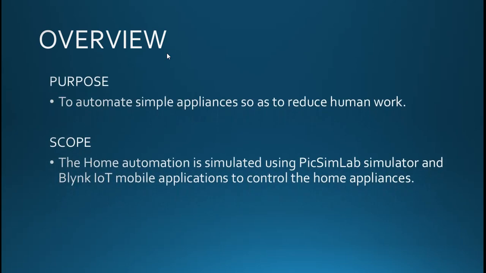Now the overview. Purpose: to automate simple appliances so as to reduce human work. The purpose of using the Internet of Things and embedded systems is to reduce as much as possible the human work so as to simplify human life. Scope of the project: the home automation is simulated using PixSim Lab and the Blynk IoT mobile application to control the home appliances.